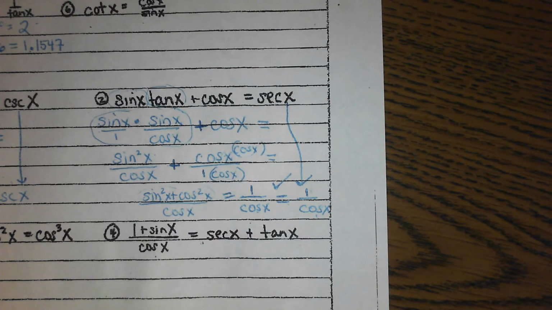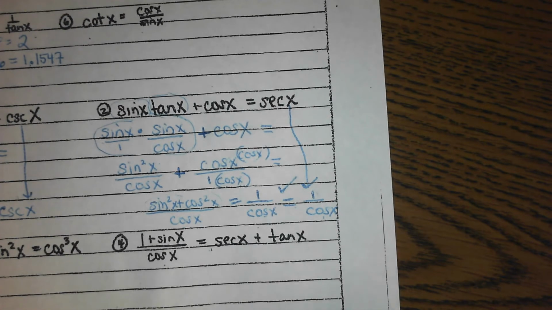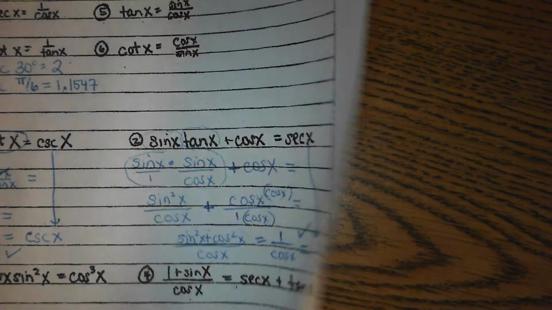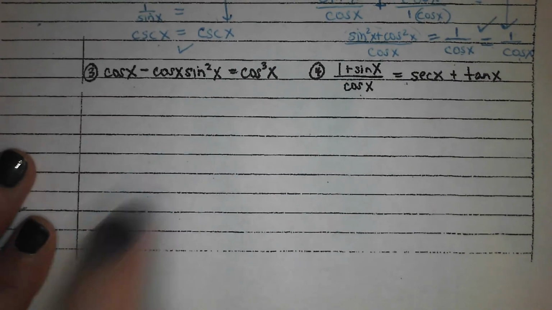Follow? So all things in terms of sines and cosines, and then also you may have to get common denominators and add things together to do your simplifying, to do your operations. Any questions? All right, this one.